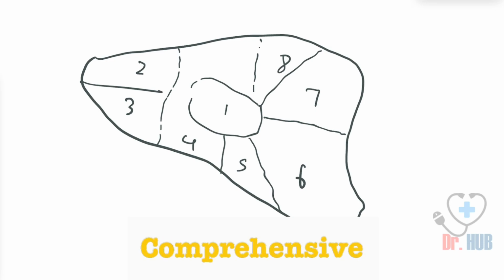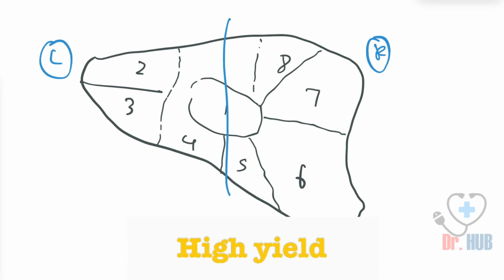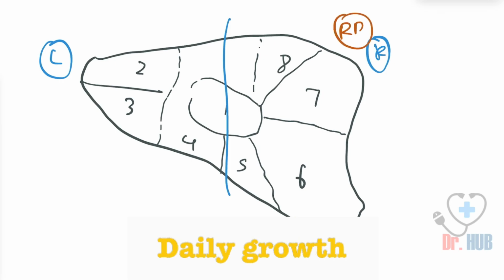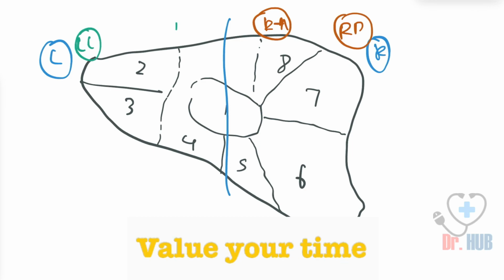Now we are just going to divide it. Since it's in our perspective, the right side is the right side and the left side is the left. So this is R and this is L. To put it in our perspective, this is the right posterior, the RP, and this is the right anterior. Looking at the left part, this is the left lateral, and this is the left medial.